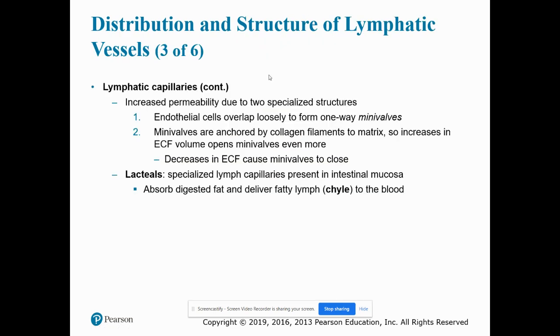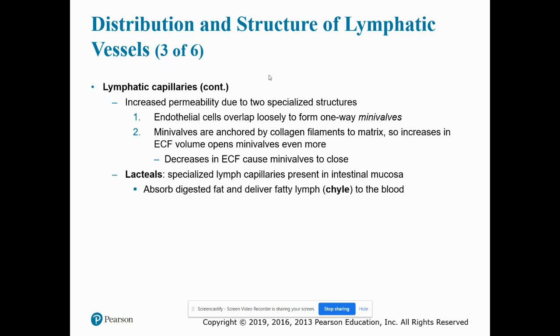So the lymphatic capillaries have increased permeability because of 2 different specialized structures. One is that endothelial cells overlap loosely to form these one-way mini valves. This may be a little difficult to picture, and I believe the next slide is an image of it. But these mini valves are anchored by collagen filaments to the matrix.